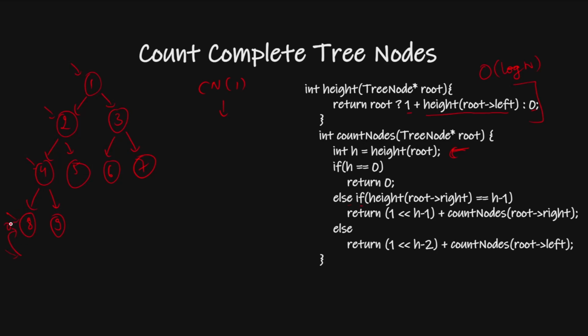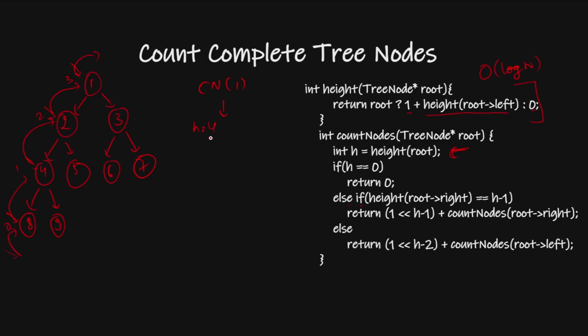So it will return 1 plus 0, 1. Then it will return 1 plus 1, 2. It will return 1 plus 2, 3. So it will return 1 plus 3, 4. So finally it will return 4, and this will be my height. And what will be the time complexity? You can see I just go on the left. I didn't go on the right to find this height.